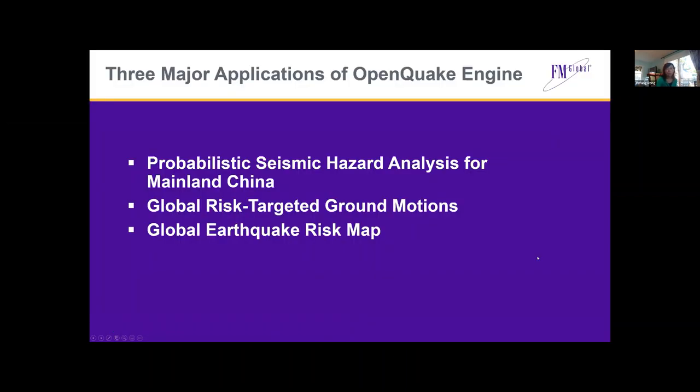So today we are here to celebrate the 10-year anniversary of OpenQuake Engine. I would like to use this opportunity to show how OpenQuake Engine has helped us develop our products, the products for our company and then for our clients. So I'm going to talk about three applications here: probabilistic seismic hazard analysis for mainland China, global risk targeted ground motions, and global earthquake risk map.